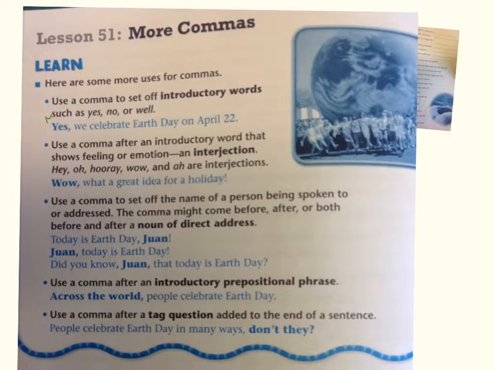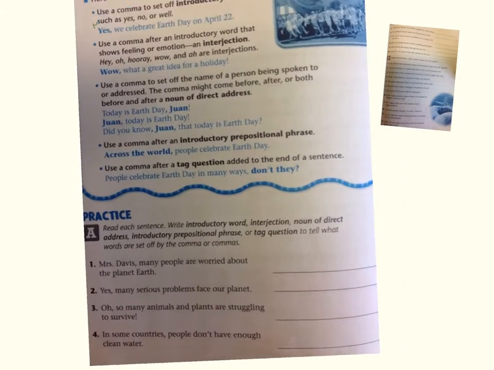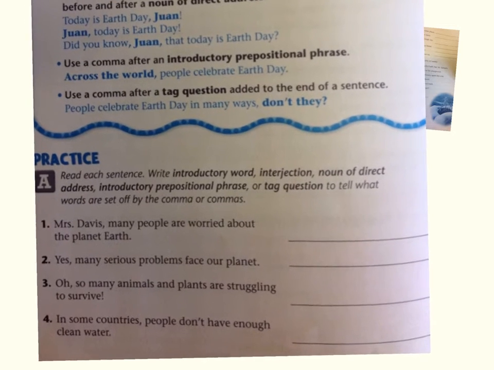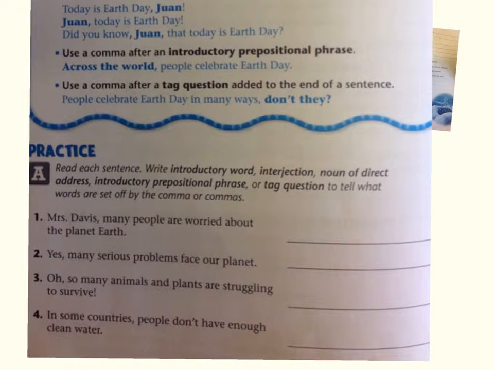All right, let's now look at a little bit of the practice, and you have to decide with each sentence what kind of, you're going to write one of the identifiers for each question. So you're going to read the sentence, and then you're going to write one of the identifiers to tell what words are set off by the comma or commas. So let's look at the first one. Mrs. Davis, many people are worried about the planet Earth.